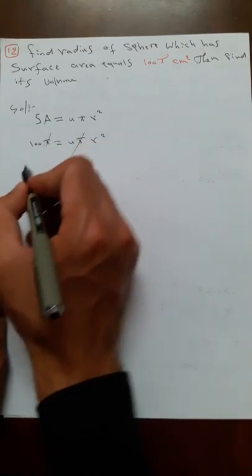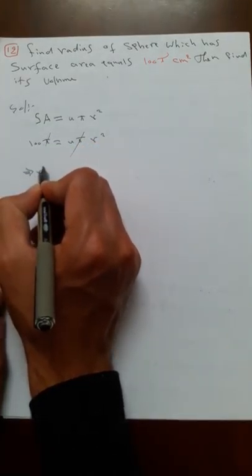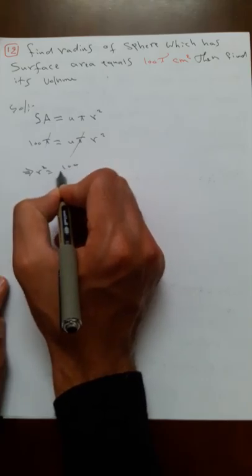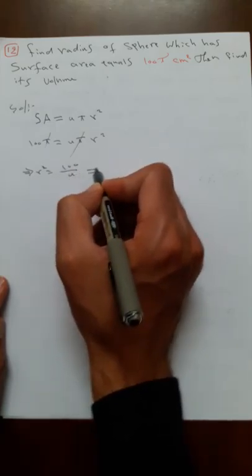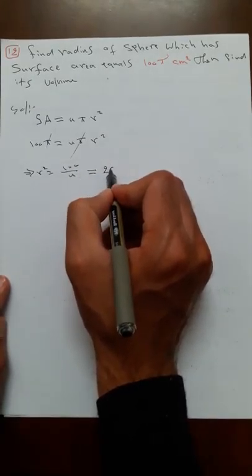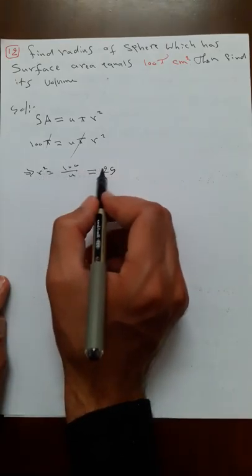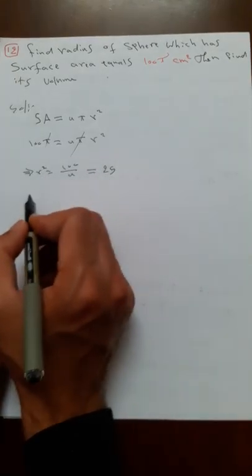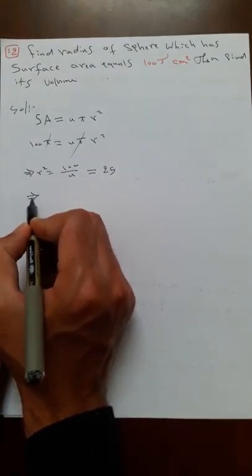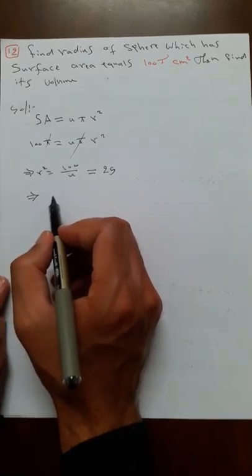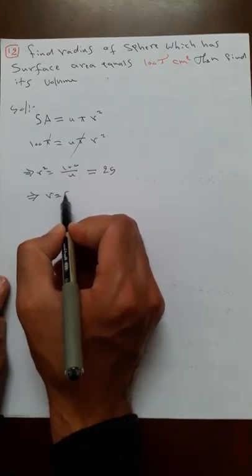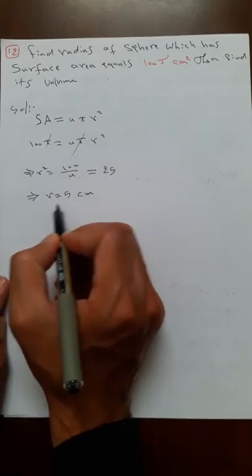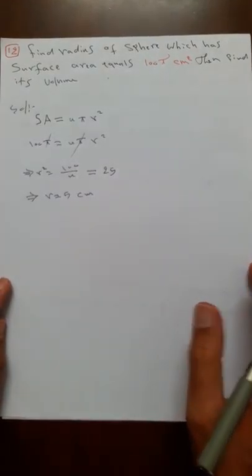Pi with pi, so r square is equal to 100 divided by 4, and this is equal to 25. R square equal to 25. So by taking the square root, I will get r equal to 5 centimeter. This is the radius of the sphere.